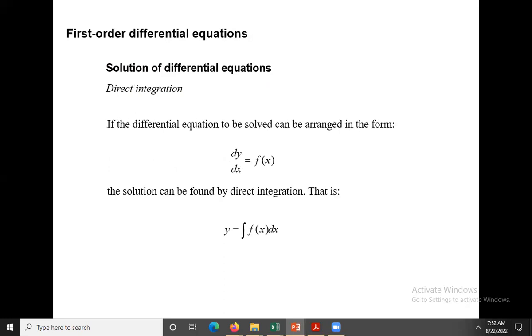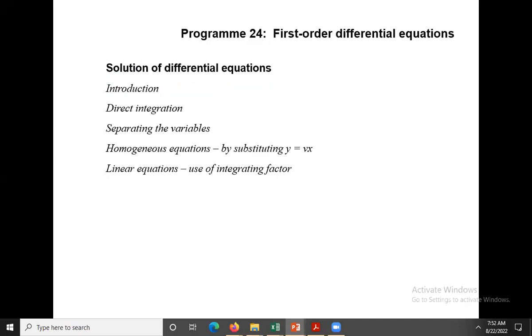Now, we have different ways of solving differential equations. Some of the approaches we'll be looking at in class will be the direct method of integration. We'll be looking at separation of variables. We'll also look at the integrating factor approach, and then for homogeneous equations, we will use the substitution approach. Good.